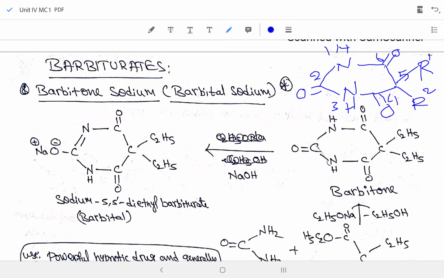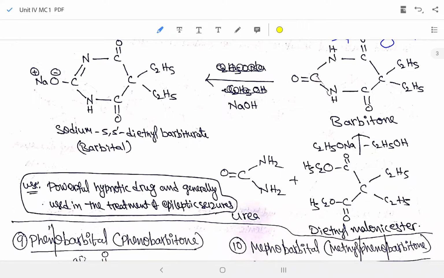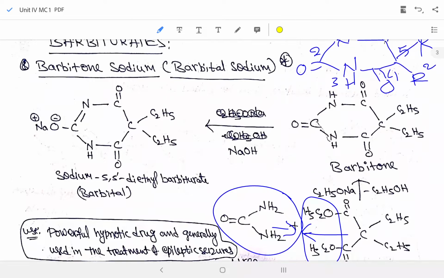The first example we have is barbital sodium. For that you need to know the synthesis also. Simply by adding urea and malonic ester, removing this one and combining both the structures, you will get barbitone. If you add sodium hydroxide to this, the sodium salt of barbitone will come, and that is called the salt of barbituric acid, or barbital sodium.